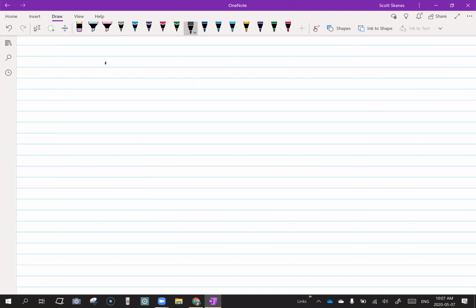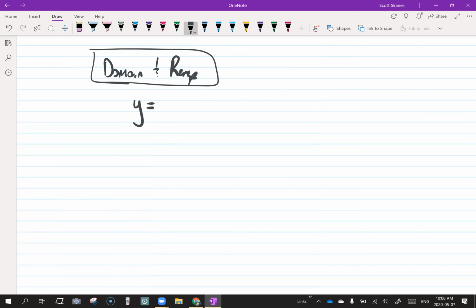So let's just say we want domain and range of a given function. Let's say I give you the function square root of 2x plus 6. Domain and range of the function square root 2x plus 6.